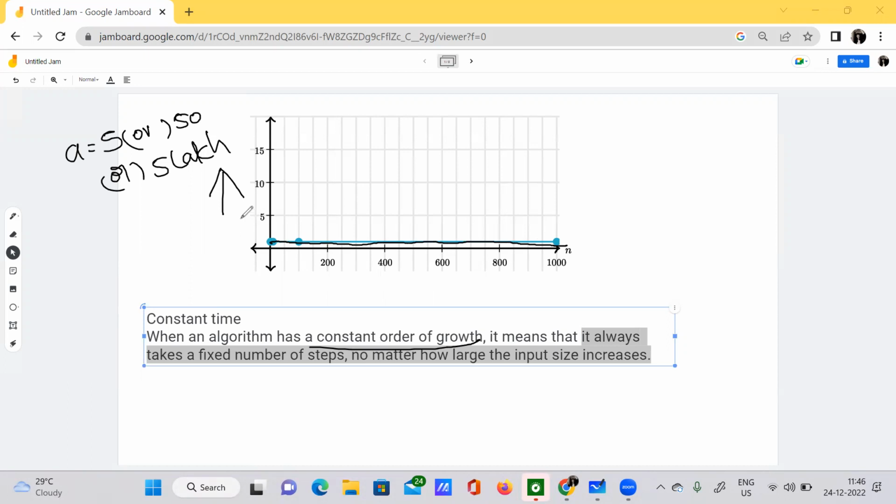So if I mark 5 as my input, it will be in the same constant position, that is, this constant horizontal straight line. And if I mark my input size as 10, then also it will be in the same constant position. If I mark my input size as 15, then also it will be on the same constant horizontal line, right? So this would be the scenario of constant order of growth.